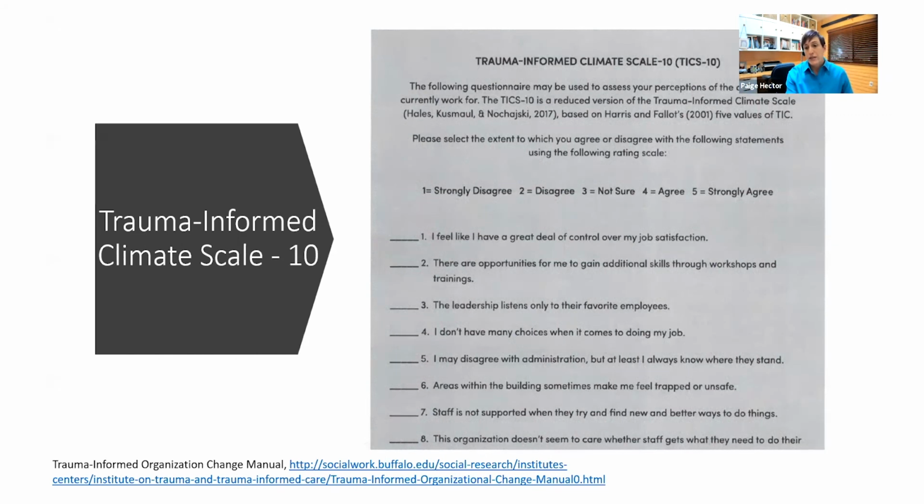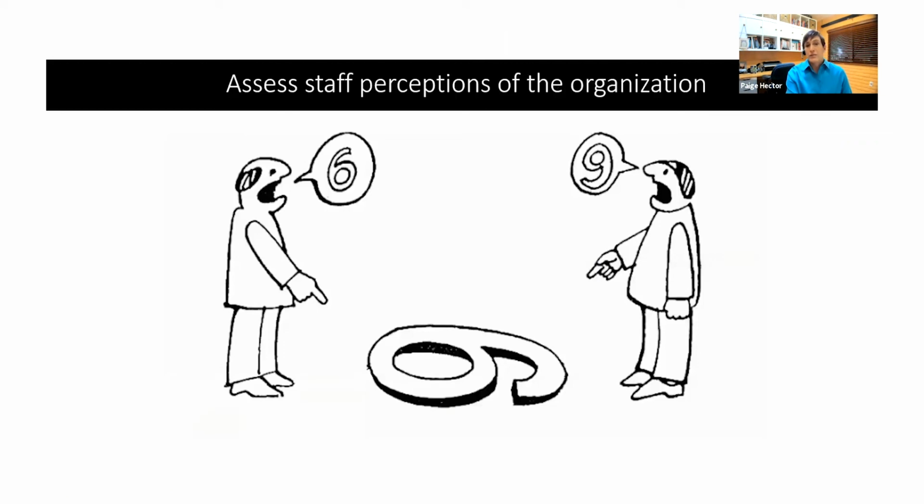The risk that we run here is that if you use this tool, you are basically asking your staff to share some very personal information, their perceptions on some very sensitive topics. If you look at the first question, I feel like I have a great deal of control over my job satisfaction, or the leadership listens only to their favorite employees. Those are sensitive questions, and they're important questions. But when you ask those, you've got to really decide, are you ready to do something with that information? So I've done this survey in 2 different facilities, and we had long conversations with the administrative staff to make sure that when we did this, they were prepared to act on what staff told them. Because we're asking for people's perceptions.